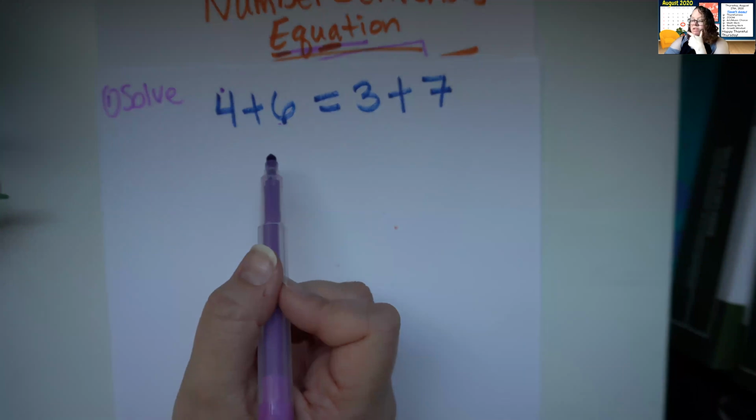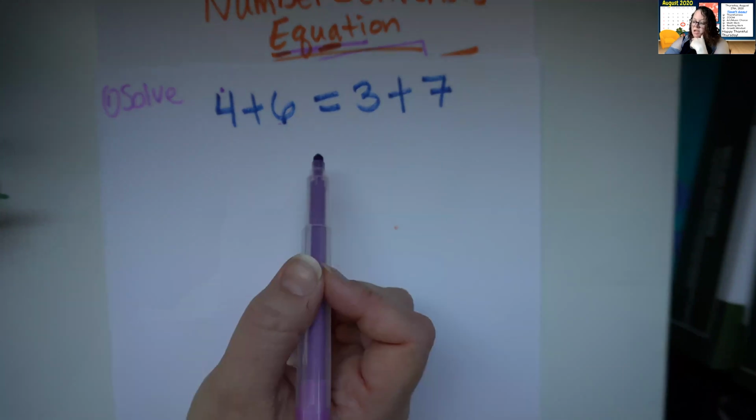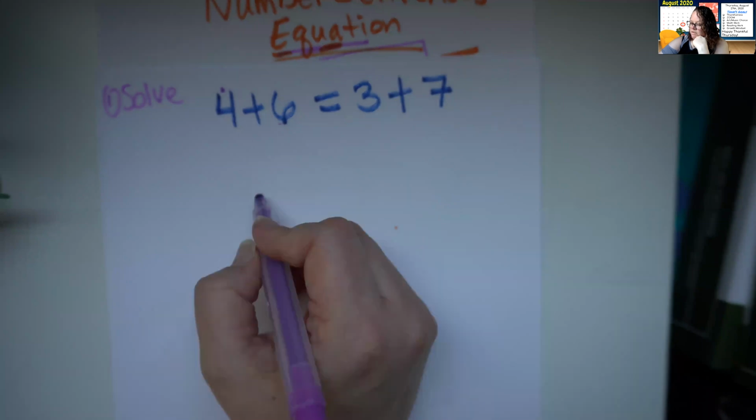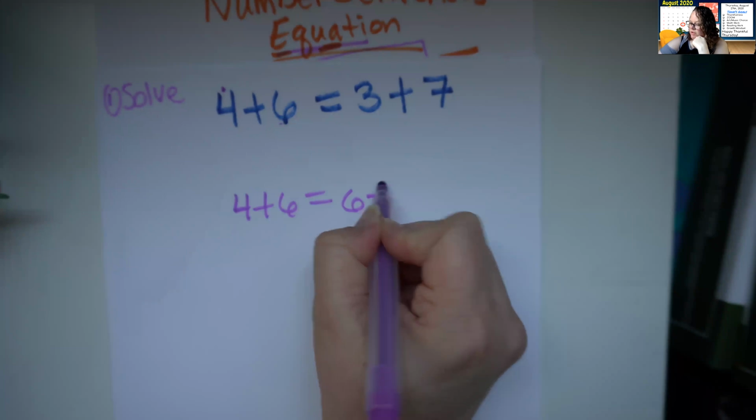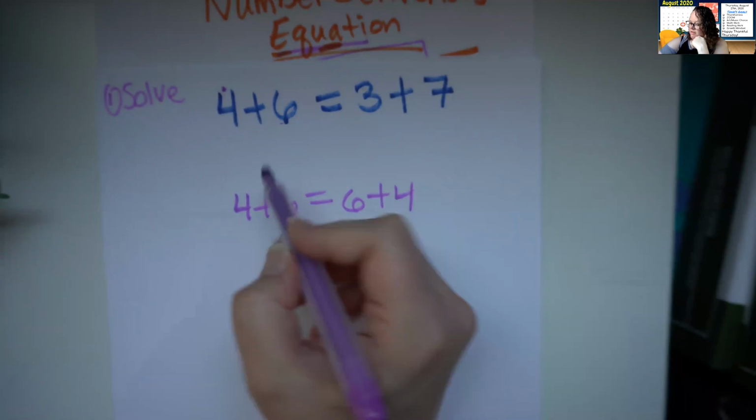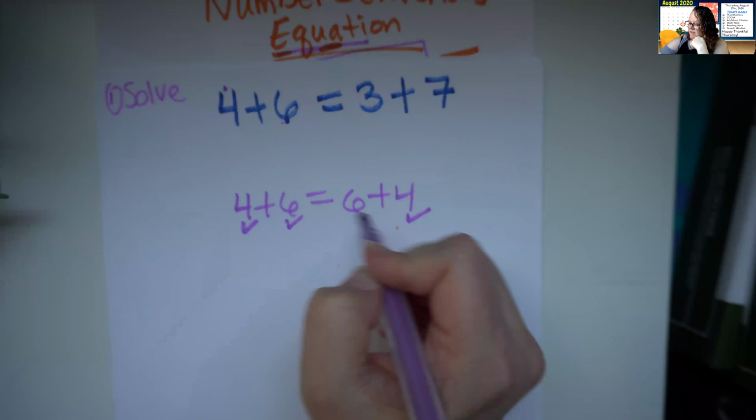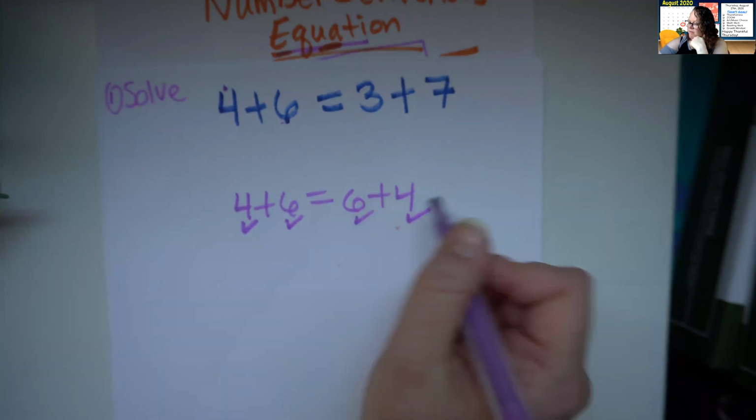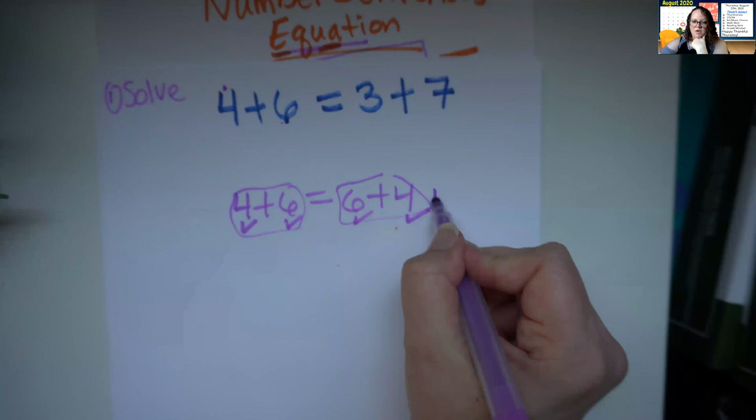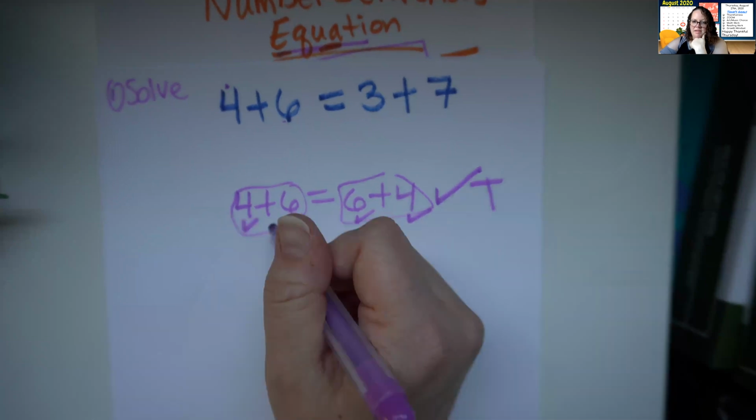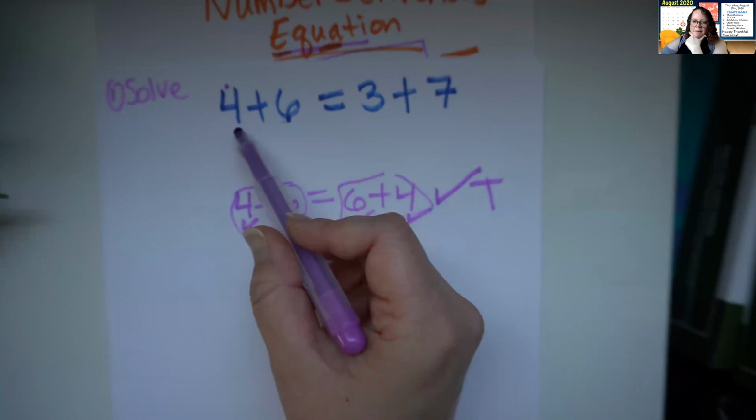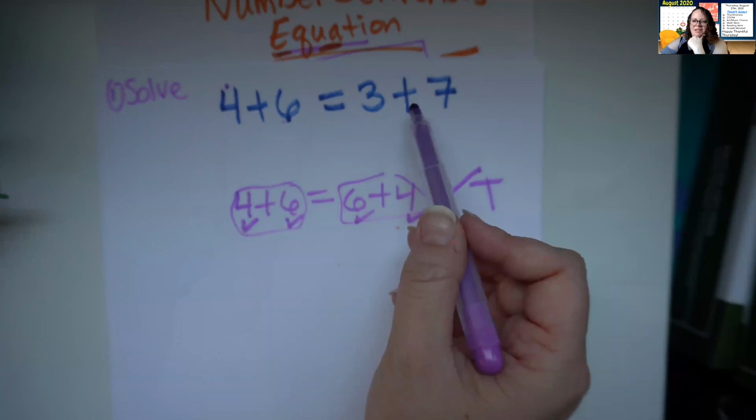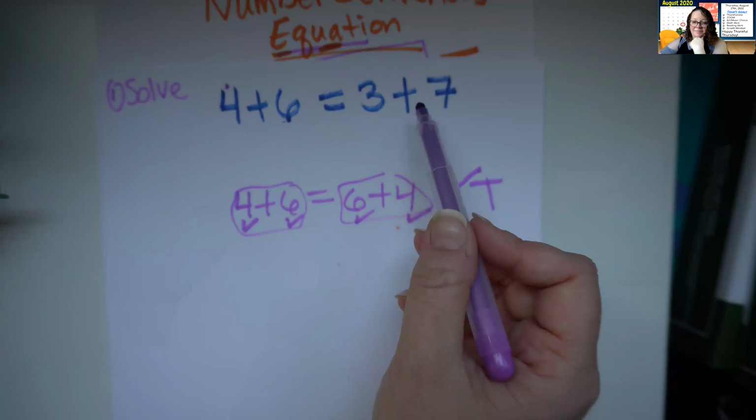If it was all the same, then I could have automatically said, like if I had put, let's just show an example, 4 plus 6 equals 6 plus 4. Well, there's a 4 here and a 4 there, and there's a 6 here and a 6 here. It has exactly the same things on both sides. So I would automatically know this one is true, right? I know it's true because both sides have the exact same numbers, right? This one, it doesn't, but that doesn't automatically mean it's false, right? I need to solve this one.